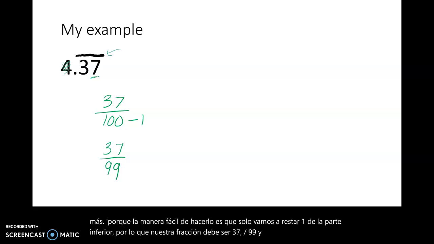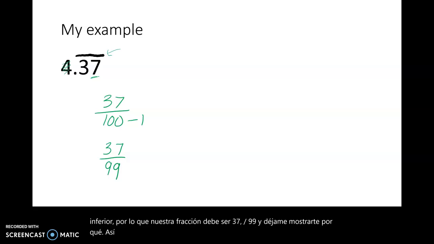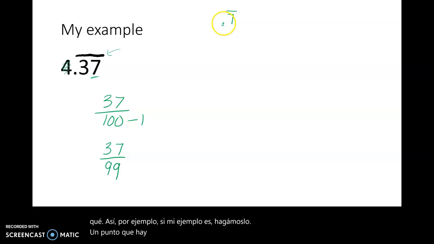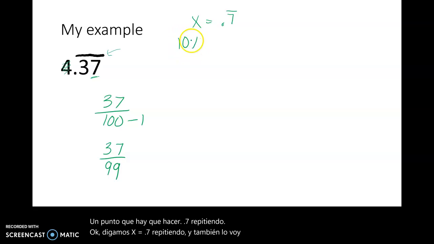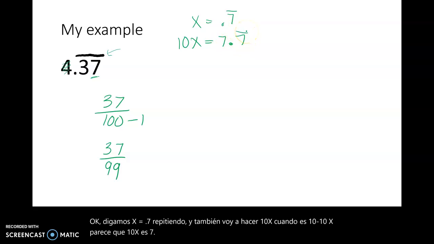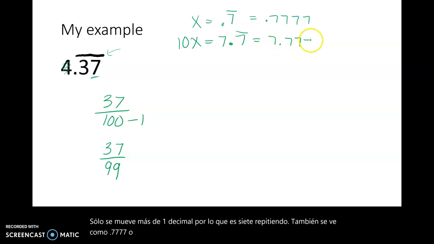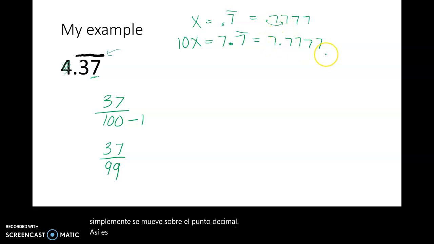So, for example, my example is let's do 0.7 repeating. Okay, let's just say x equals 0.7 repeating. Now I'm also going to do 10x. What does 10x look like? 10x is 7. It just moves over 1 decimal. So if it's 7 repeating, it also looks like 0.7777, or it looks like 7.7777. When you multiply a number by 10, it just moves over the decimal 1 spot. So that's how we got 7.777 repeating.